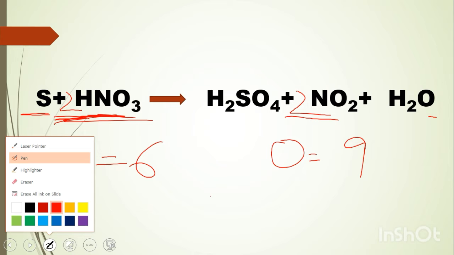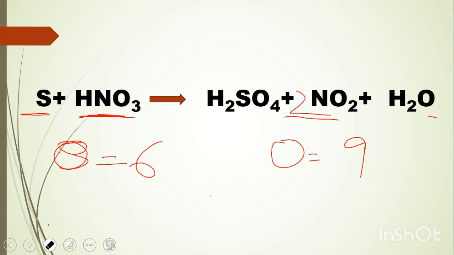Now simply multiply the reactant side with 3. Moving to a higher degree, 3, we got 9 oxygen here. Now again we move back toward the metals. We check the metals. We don't have any metal here, so we move toward the non-metals and check them in our reaction.